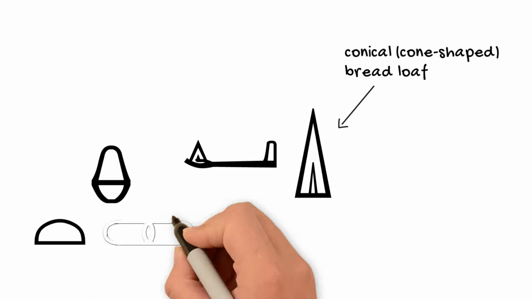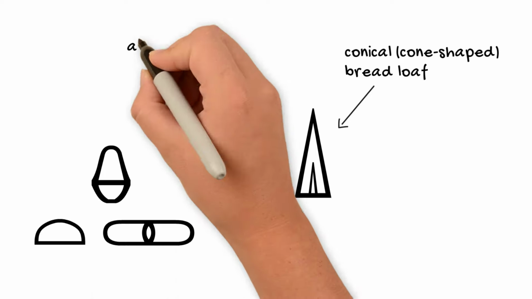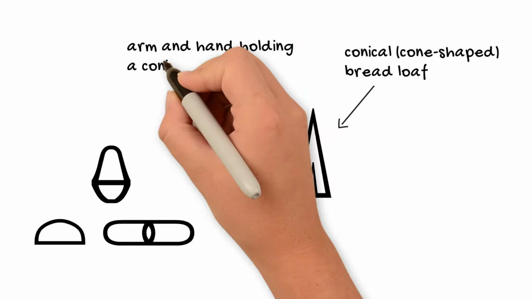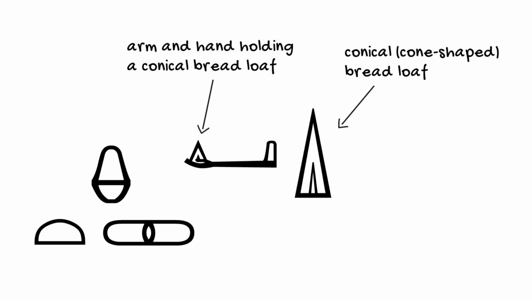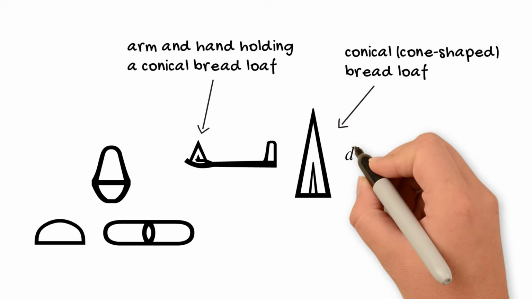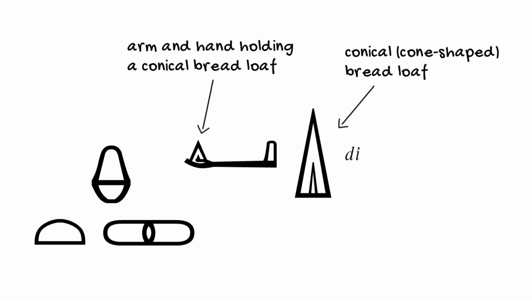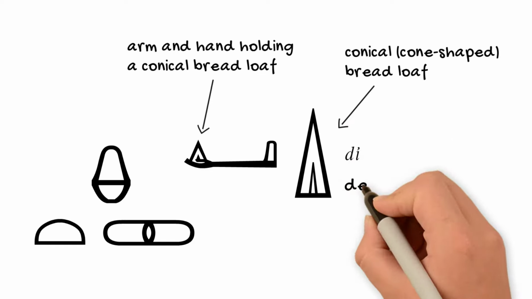So the other sign, of course, is an arm with a hand holding said conical bread loaf. And these two signs are used basically the same way. They both represent the sounds of D and Yod. So in modern times, we pronounce this D.